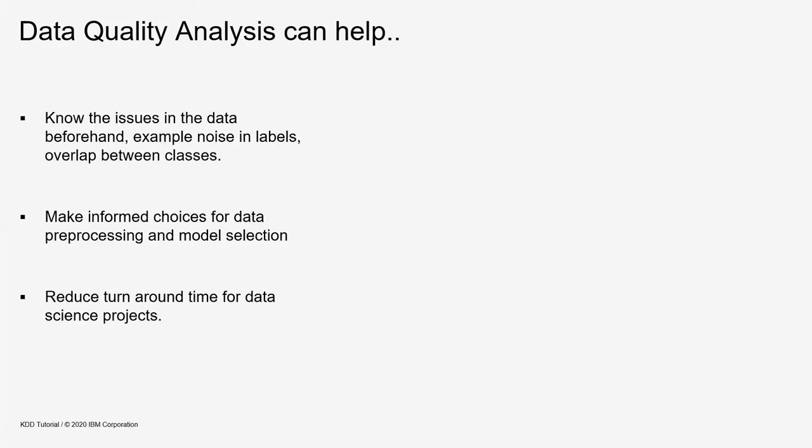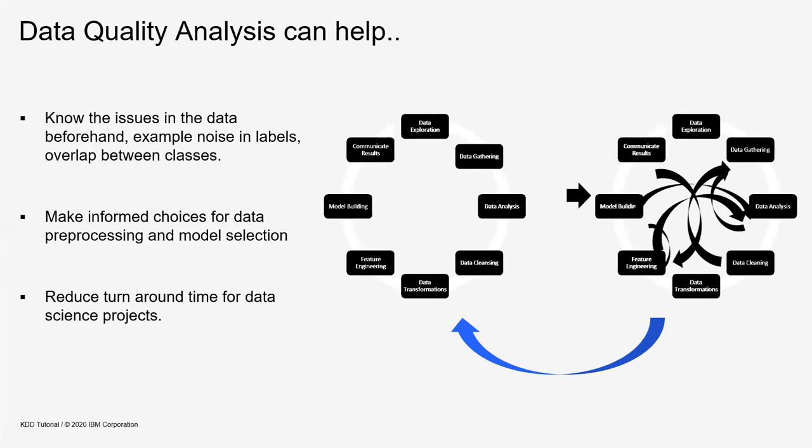It will also reduce, in some ways, turnaround time for data science projects, because now, instead of doing the iterative cycle, there is some rhyme and reason as to why one would make a particular choice for a particular data preprocessing technique or a model selection technique. So essentially, the goal is that if we do data quality analysis at the start of the process, it can help us go from the right hand side of the picture towards the left hand side. And we may not reach exactly there, but it will help us in the process.